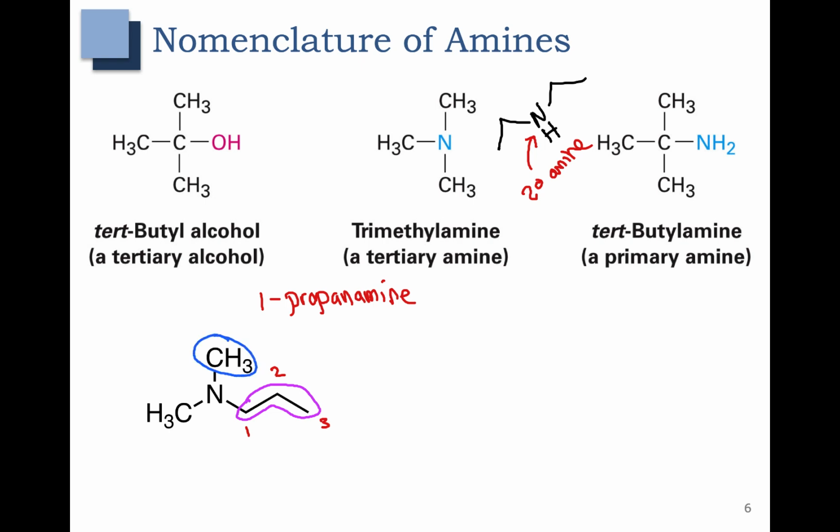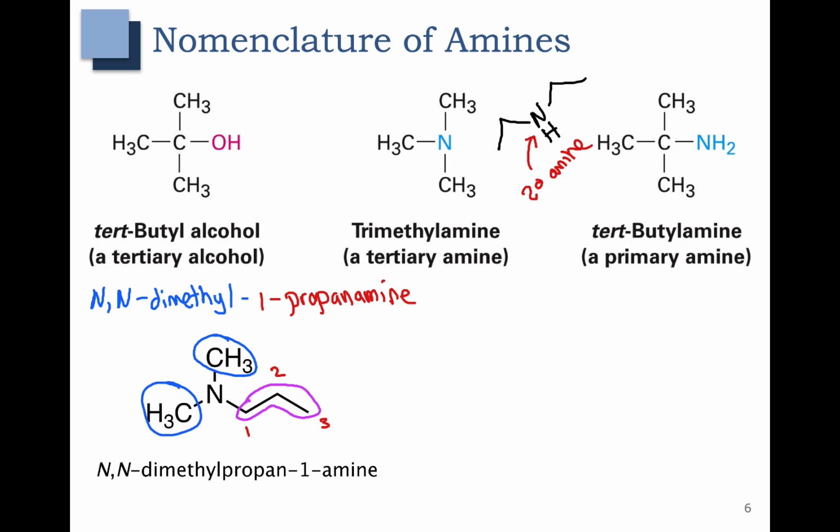We have 2 methyl groups here now that we have to account for. Those are both attached to the nitrogen, so we're going to use an N to indicate that. There's also 2 of them, so this is going to be a dimethyl. If we put this all together, it's going to be N,N-dimethyl-1-propanamine. You can also put the 1 between the propan and the amine if you would like.